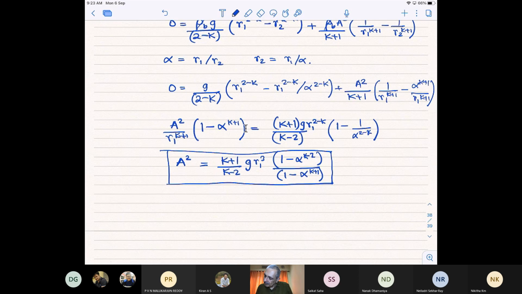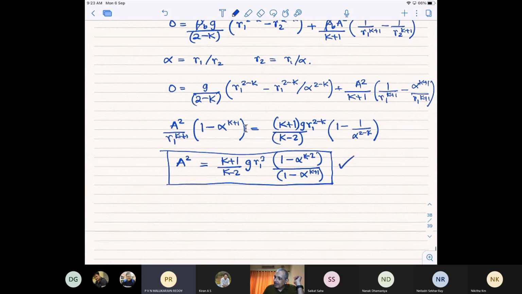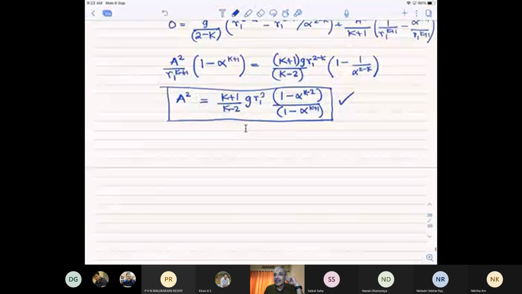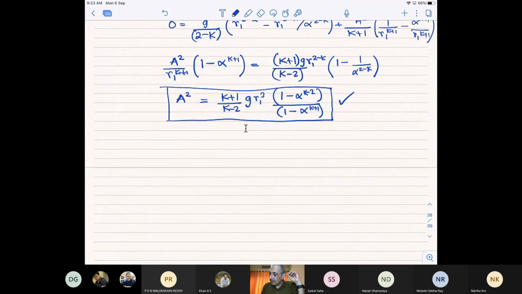Yes, sir. And so then I have to take out alpha raised to the power of 2 minus K also, no? Somewhere? No, it will be 1 minus alpha to the power K minus 2. Perfect. This is correct. So now this derivation, what I have done after many mistakes, is correct. But now through all this, we can get what is A, which is all this raised to the power of half.